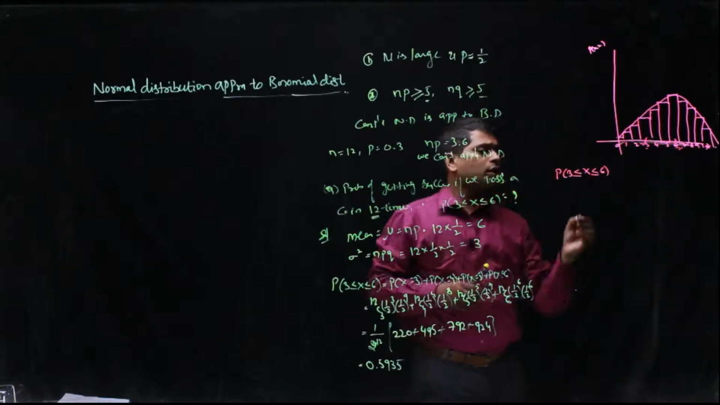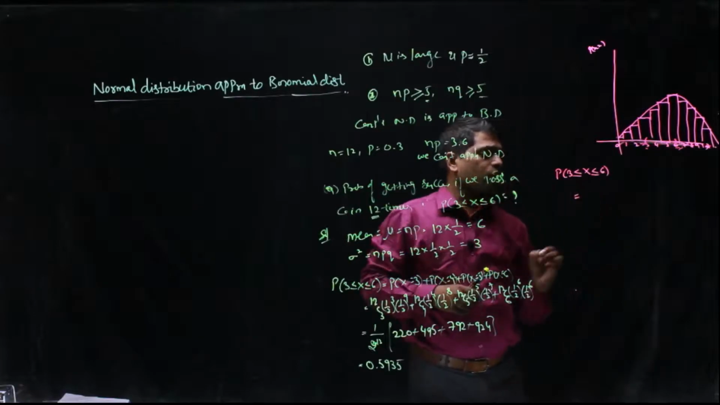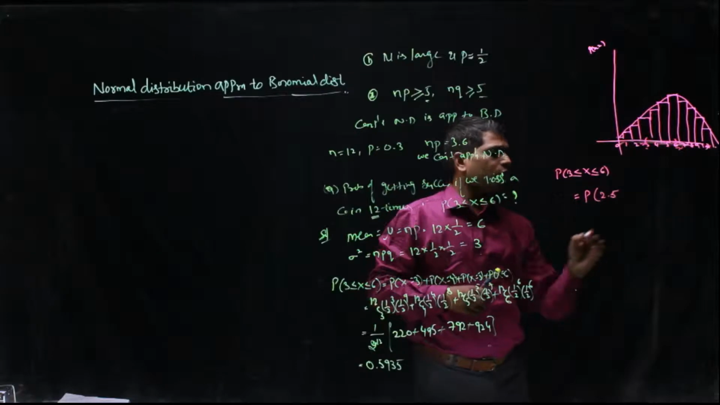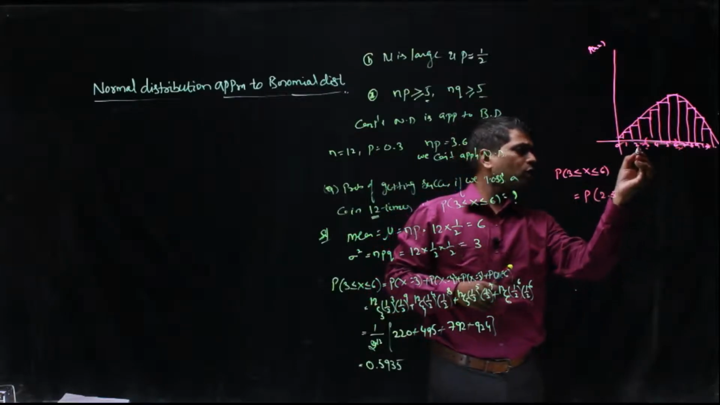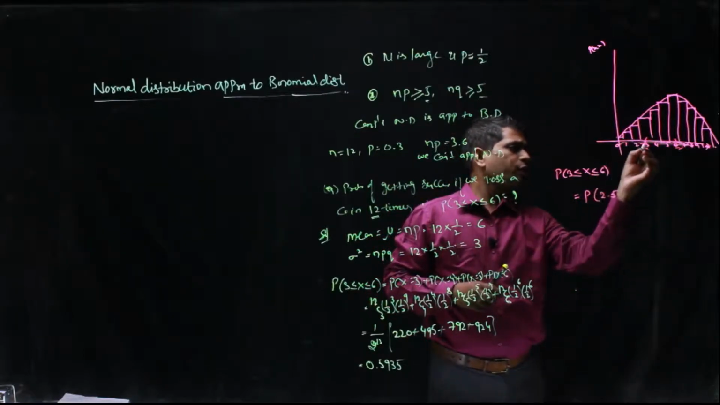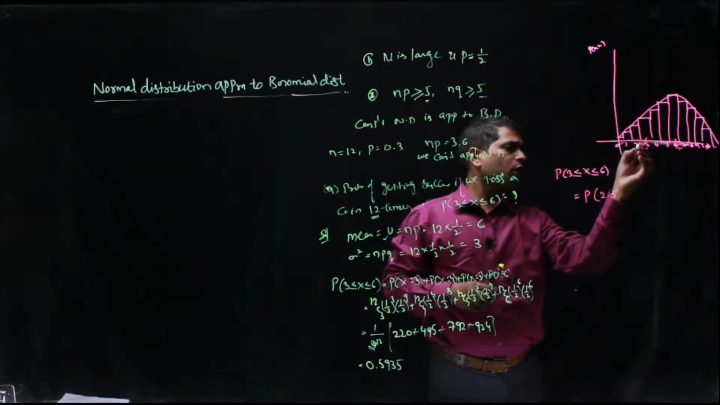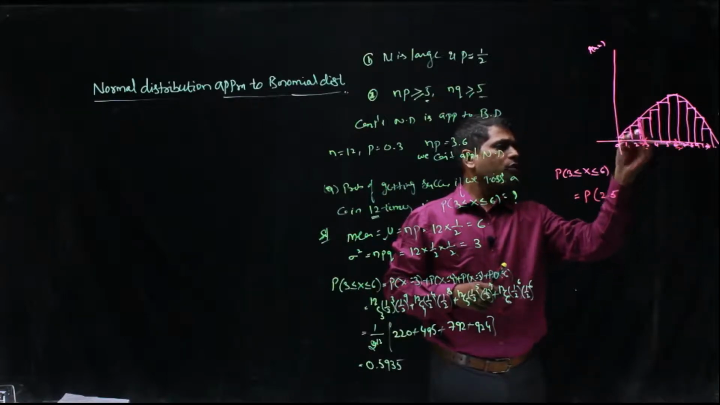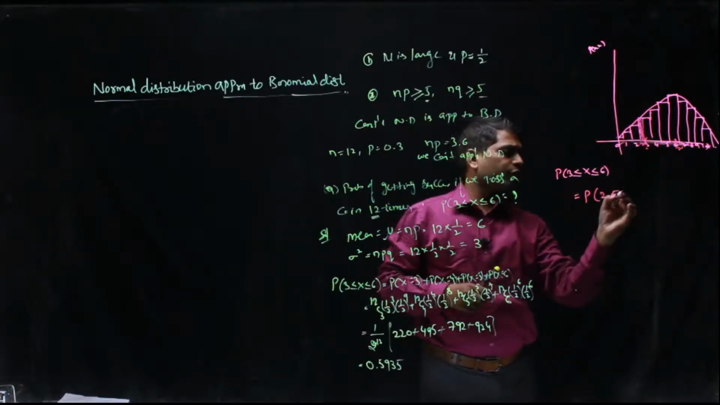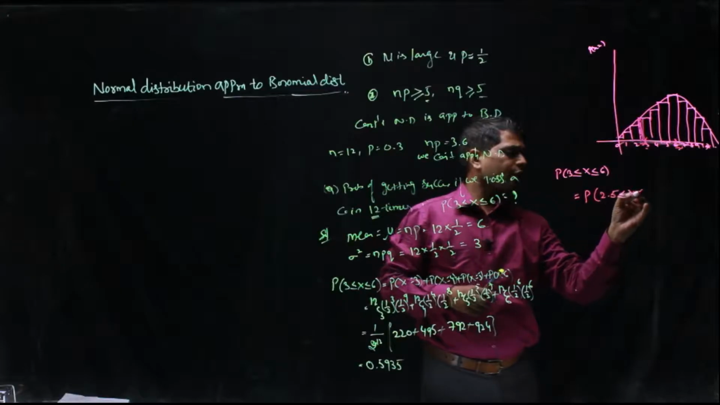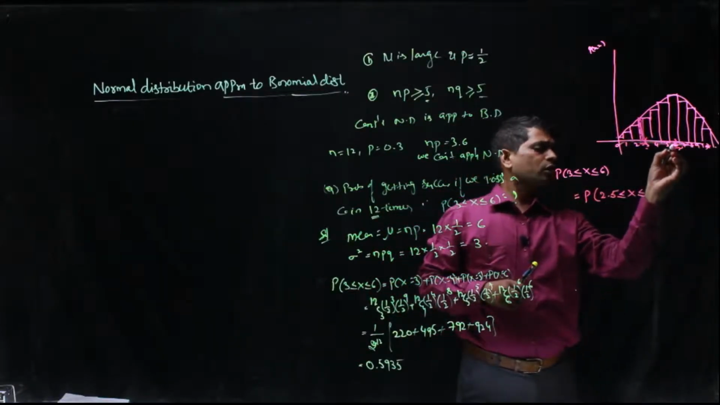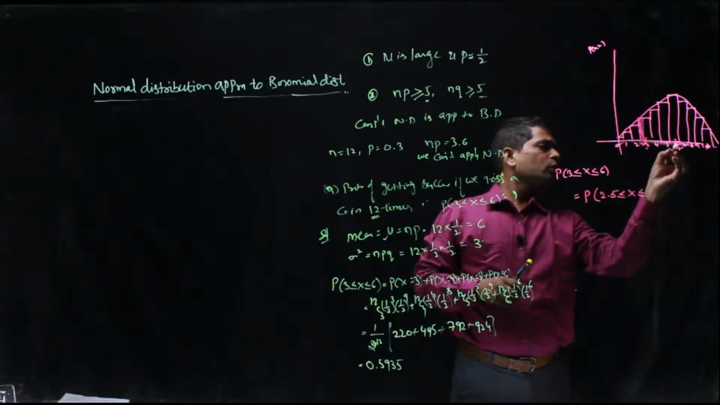So at that time, I want to write this as the probability of 2.5, because I want to start from this place, but here is 3. In the continuous distribution, I want to include this area also. So for that I am starting with 2.5 less than or equal to x less than or equal to, now 6 is here, 6 only, but I want to include this value.